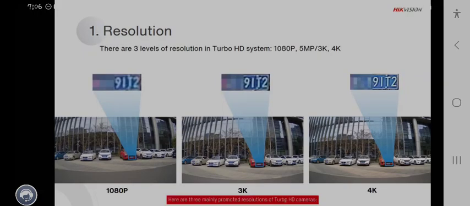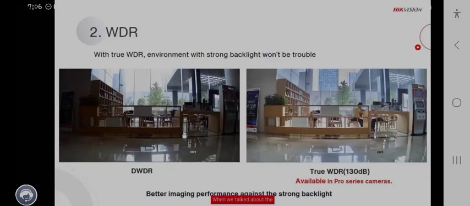Here are three mainly promoted resolutions of Turbo HD cameras: 2 megapixels, 3K, and 4K. When we talk about the WDR function, it is mainly used for environments with strong backlight. You may have heard about DWDR and True WDR.